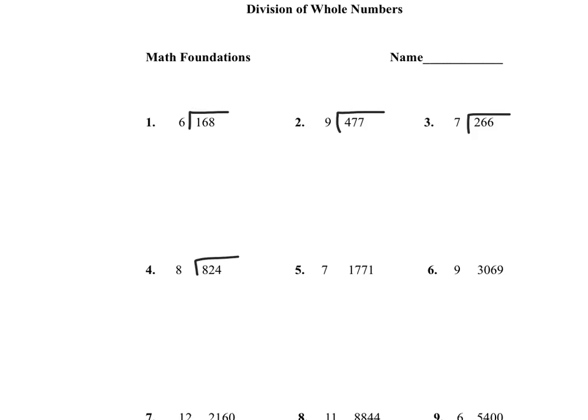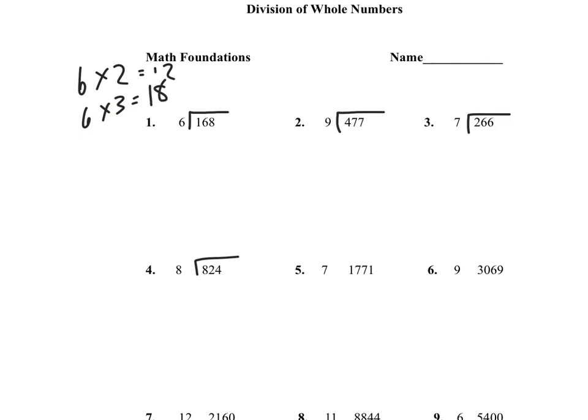So now we're looking at the 16. Will 6 go into 16? And it does. It goes in twice. 6 times 2 is 12. 6 times 3 is 18, so that's too big. That's supposed to be an 8. Wonderful writing skills here.